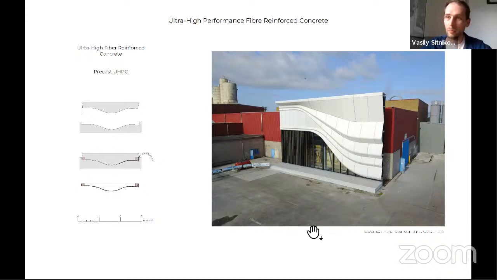consisting of a mold and a countermold. So having control over both surfaces, on the back and on the front, one can actually make a very high tolerance, ultra high performance concrete. Such as in the case of Mall of Netherlands, built recently in the Netherlands.